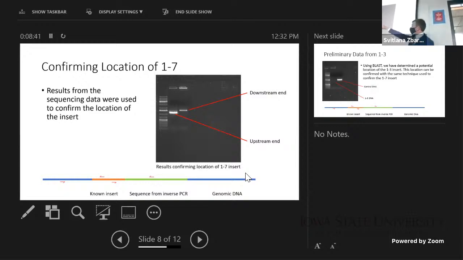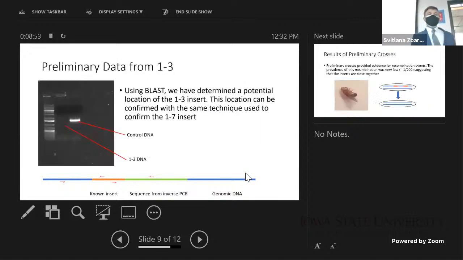The upstream end is going to be the left one, and the downstream end is going to be the right one. So you're just looking between the 2 red arrows. And so I was able to confirm the location of the 1-7, and then I'm currently working on confirming the location of the 1-3 insert.